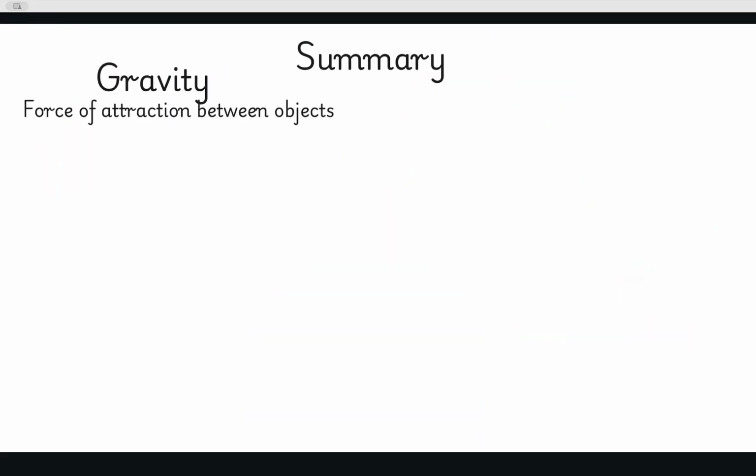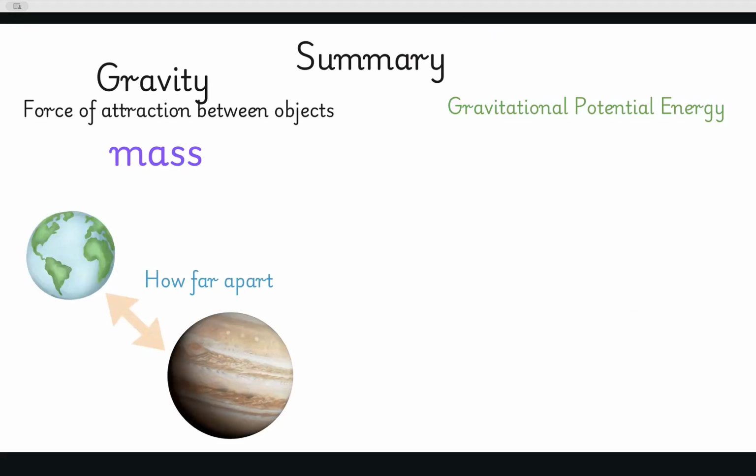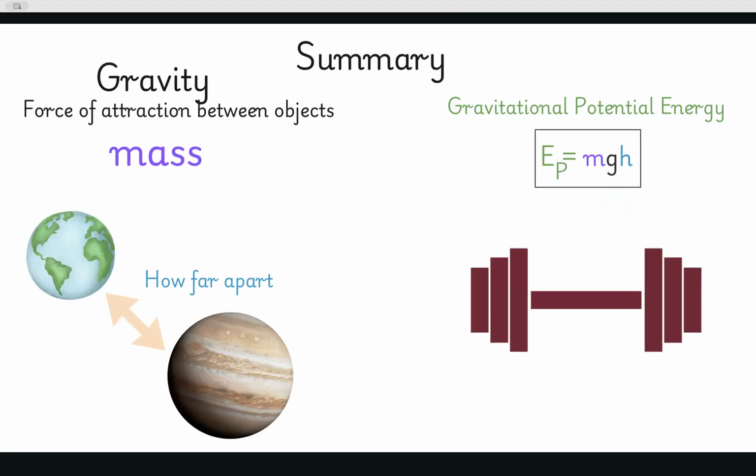So just to summarize, gravity is the force of attraction between objects, and it's dependent on how far apart the objects are as well as their mass. Gravitational potential energy is equal to mass times gravitational field strength times height. And weight is mass times gravitational field strength. This is really, really important to understand about GPE, gravity, and weight.